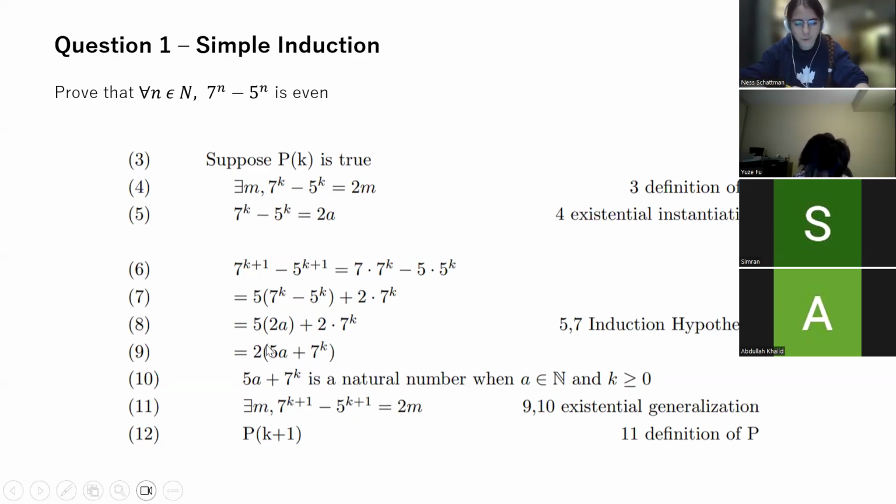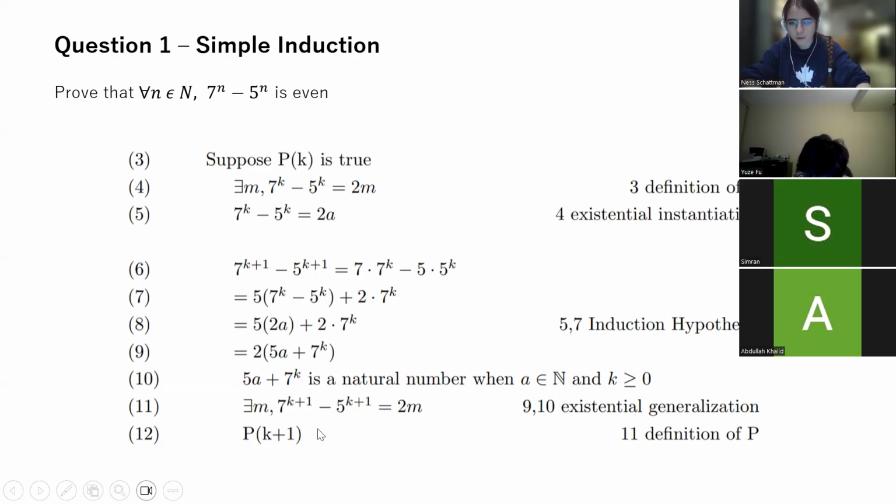So we can go ahead and show that just by factoring this 2 out front here. And what do we get? We get that 7 to the k plus 1 minus 5 to the k plus 1 is equal to some natural number times 2, which is our definition of even. So that's the meat of our proof.